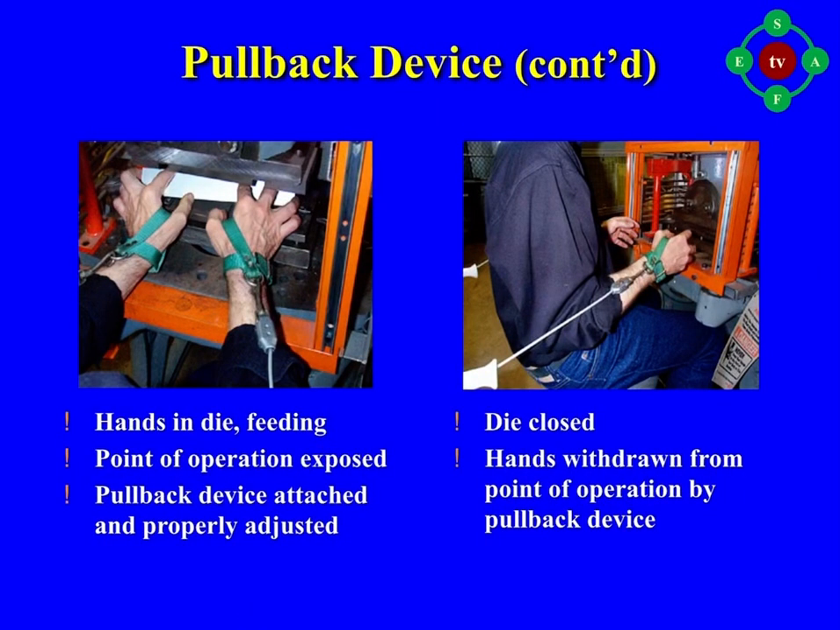The picture on the left explains the hands in the die, which means as feeding. The point of operation is exposed, as well as the pullback device is attached and properly adjusted. The picture on the right explains that the die is closed. The hands have been withdrawn from the point of operation by a pullback device.